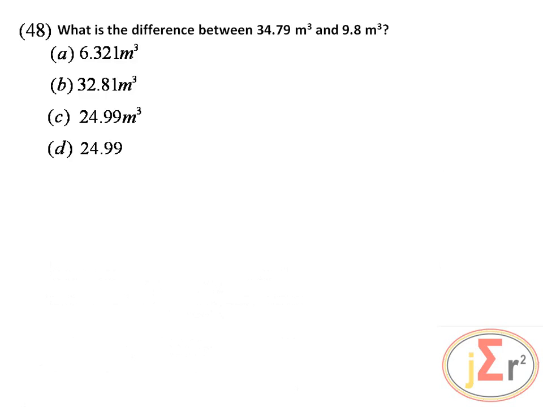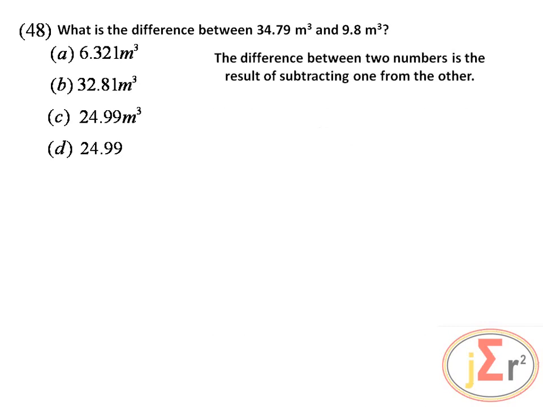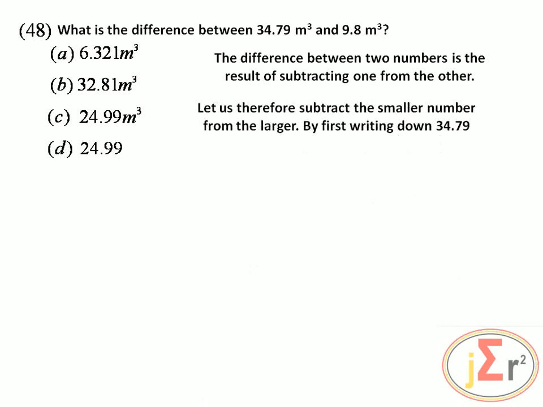What is the difference between 34.79 meter cubed and 9.8 meter cubed? The difference between the numbers is the result of subtracting one from the other. Right, so because difference in arithmetic means that we will have to find the result of subtraction, we are going to subtract one number from the other. So let us therefore subtract the smaller number from the larger by first writing down 34.79.